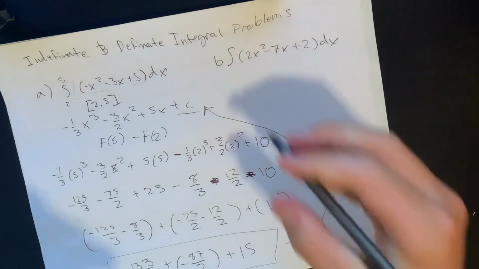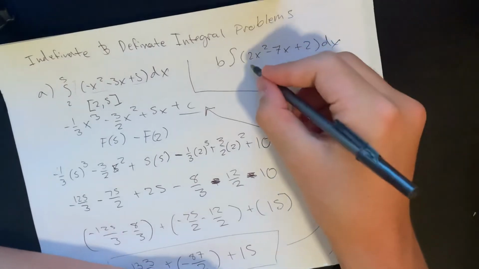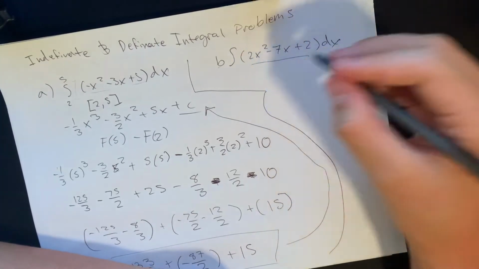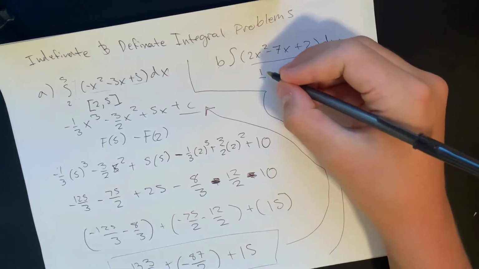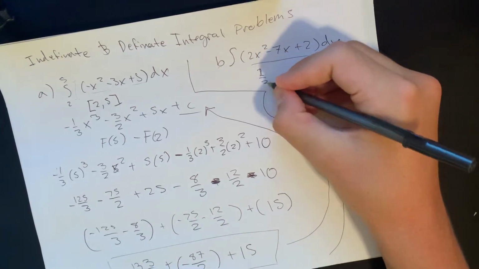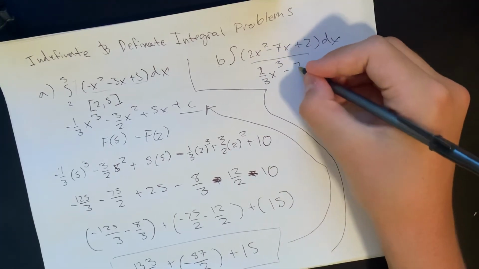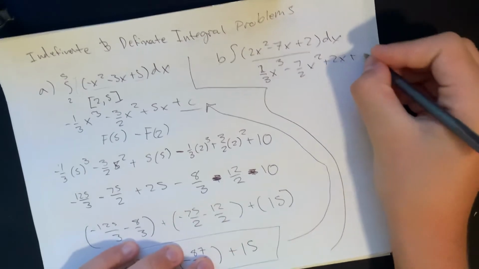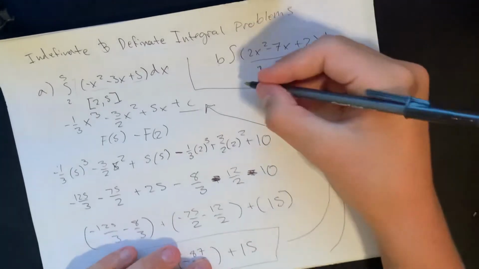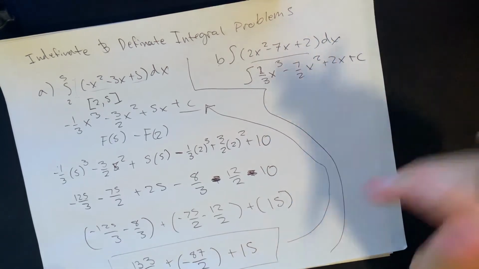So yeah, and then for this one, it's pretty simple. You just take the antiderivative of this. So this will be 2 over 3 x to the third minus 7 over 2 x squared plus 2x plus c from whatever this derivative is. And that is it.